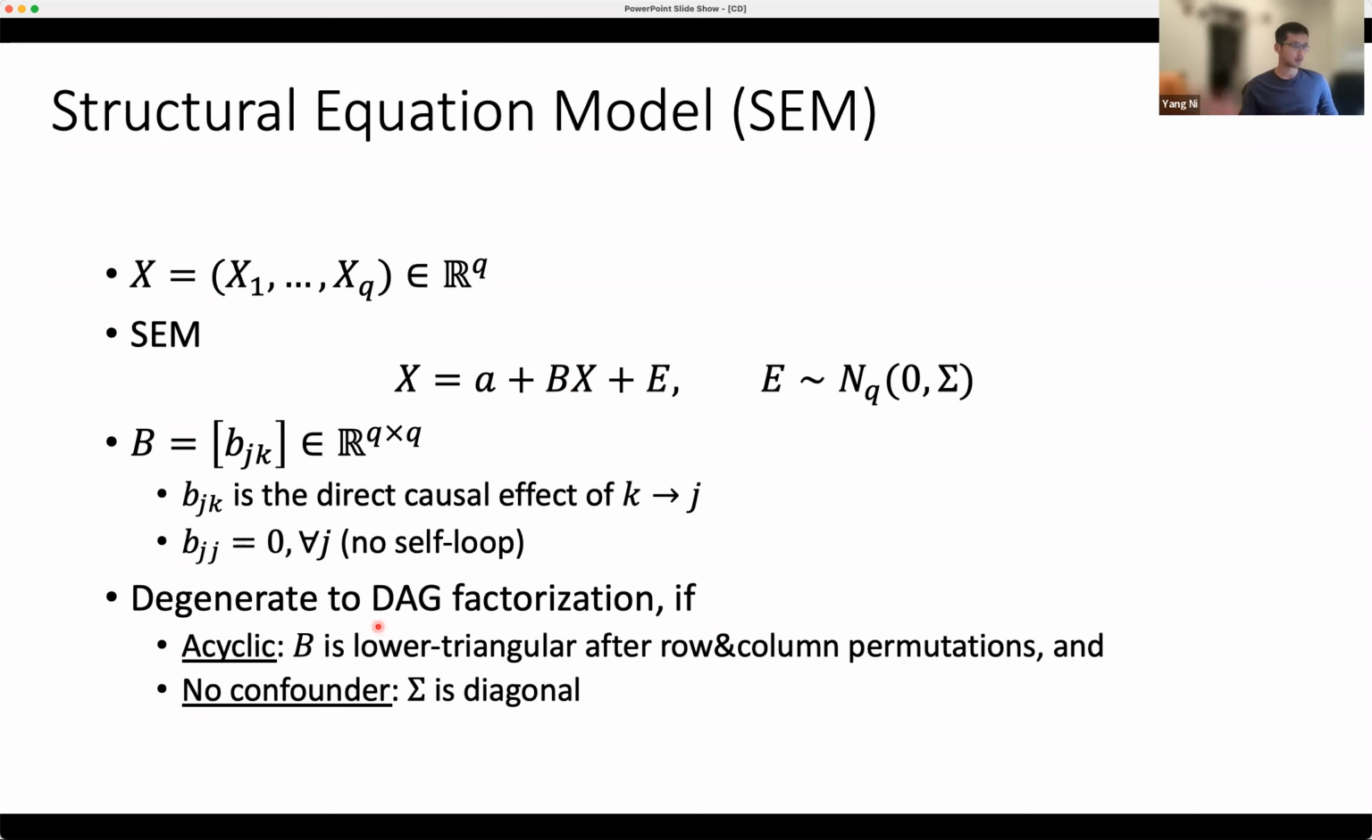But in this part of the talk, we're not going to make either assumption. So it's going to be cyclic, and it's going to possibly have unmeasured confounders, or correlated errors, in other words.